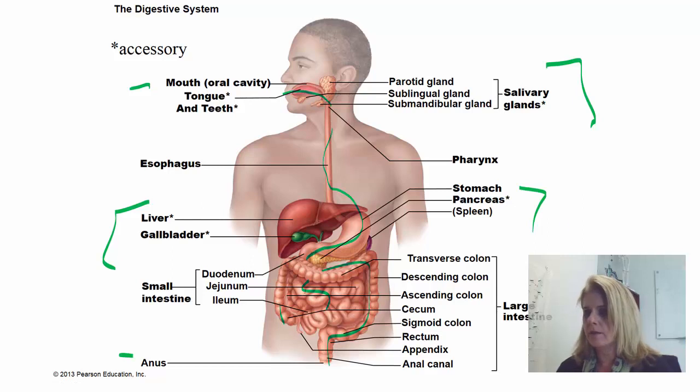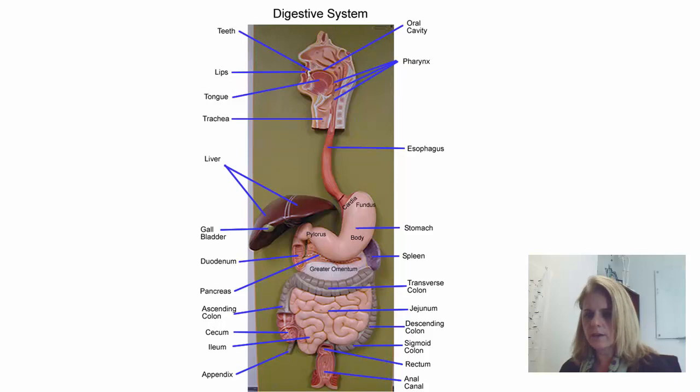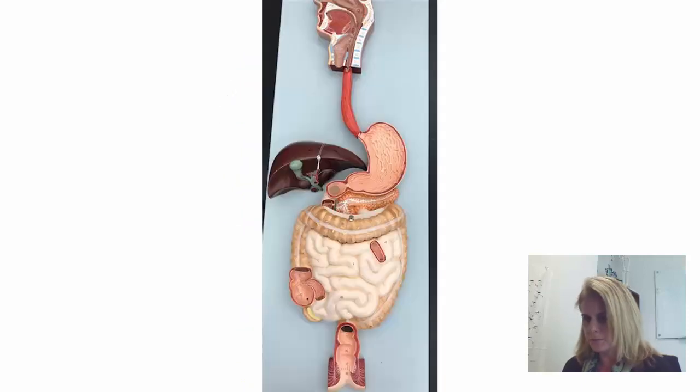Okay, so this is going to be an image from your book that's labeled. I also found this image of a model of just the digestive system where everything is labeled, so you have this as reference as well. And then here's another picture not labeled.